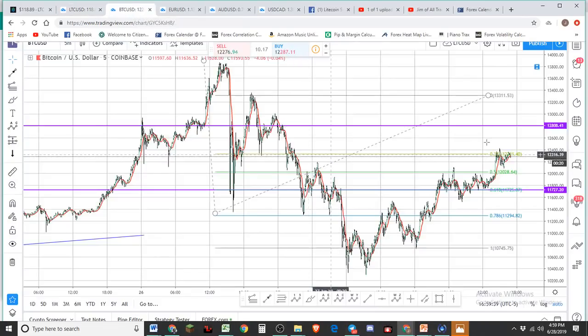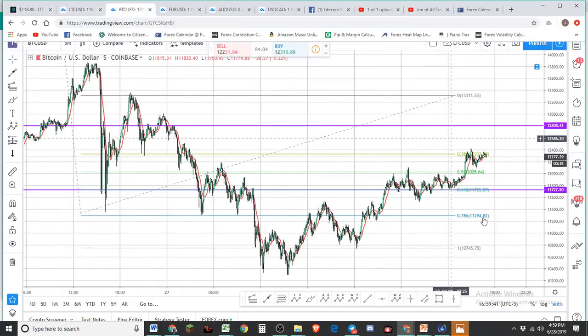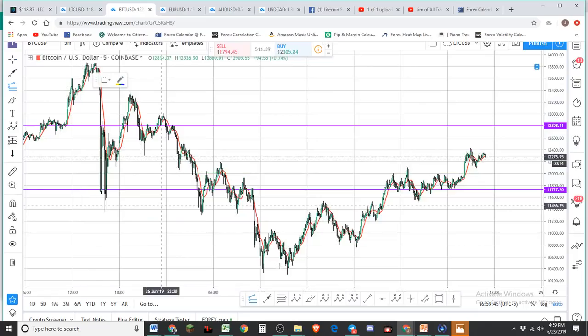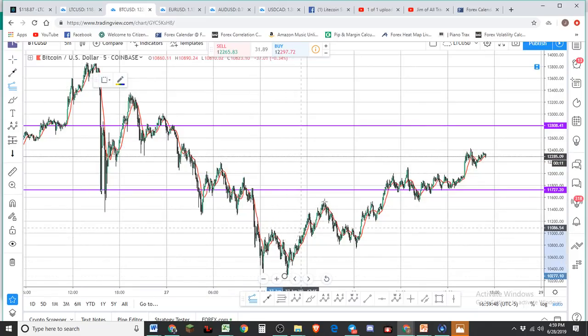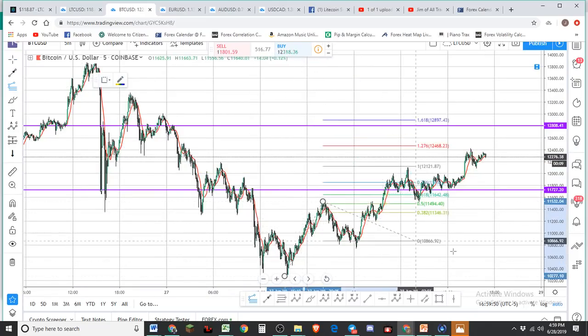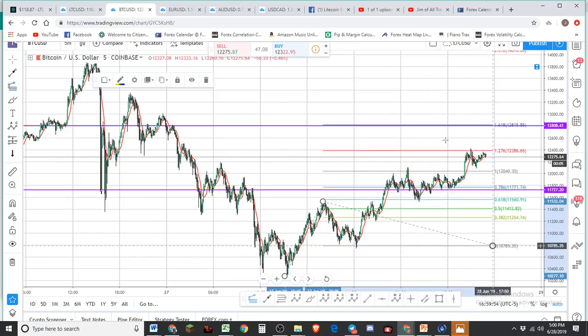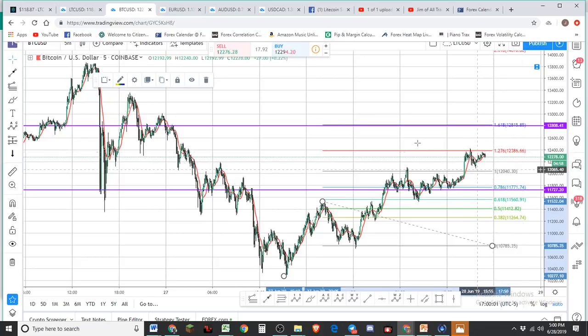What's Bitcoin doing? Same kind of thing. Let's throw the fibs on that guy. We don't have a flat at the bottom though, so it's a little easier to see. So let's measure this and see if that tells us anything for Litecoin, because it may help us understand Litecoin. What you see here is that Bitcoin has come up to the 1276, and we've got a reaction. So the question is, are we coming down from here, or are we going to continue on to the 1618?